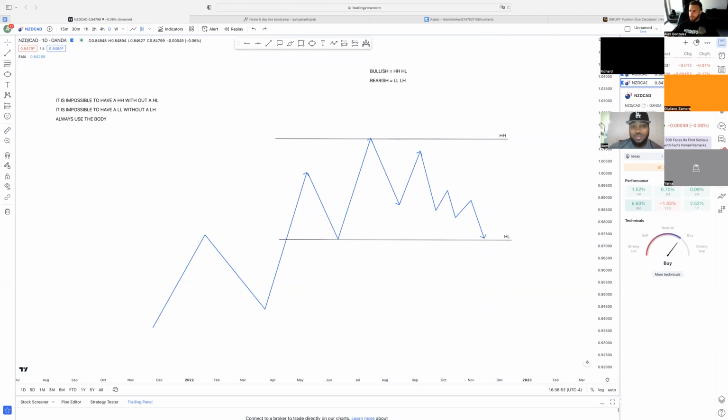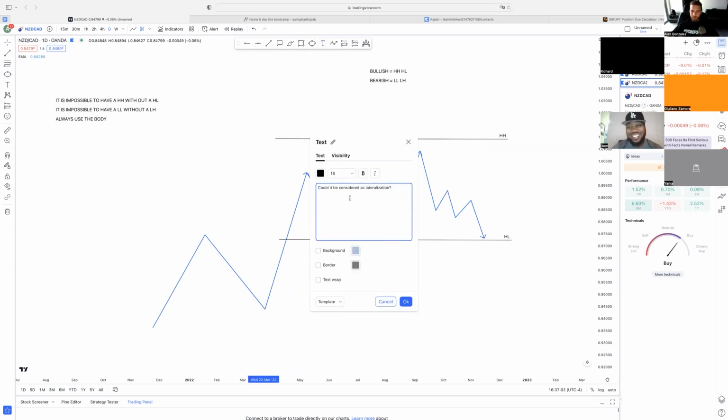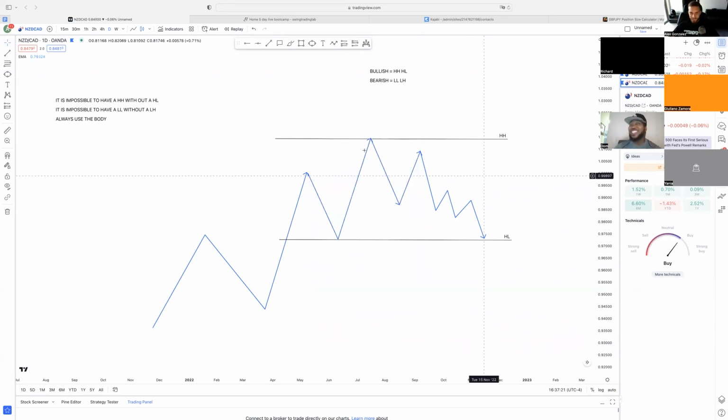Could it be considered as lateralization? So I feel like this is a new word for consolidation. This is why I like having all of the questions come to me, because I can call you out directly without calling you out directly. So whoever asked me the question, they know, right? Could this be considered lateralization? So I guess this means consolidation, choppy, sideways, whatever you want to call it. It's the same word, right?